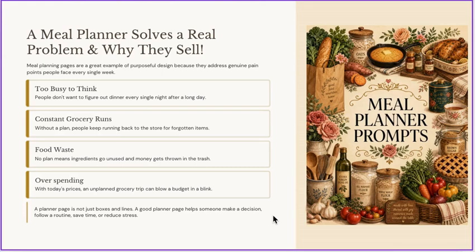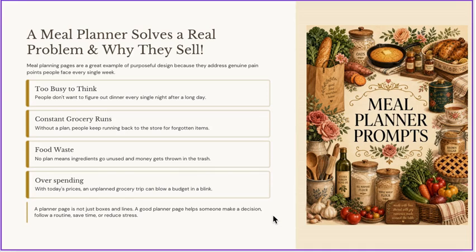The meal planner will solve a real problem, and this is why they sell. Meal planning pages are a great example of purposeful design because they address genuine pain points people face every single day. I know for me and my kids, when we try to plan our meals for the week, we're too busy to think. It's like, what do y'all want to eat? And it's very hard. It's like nobody ever knows.